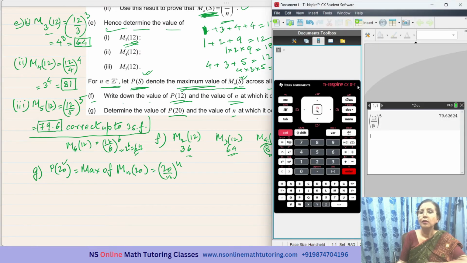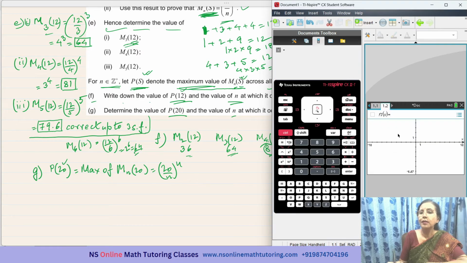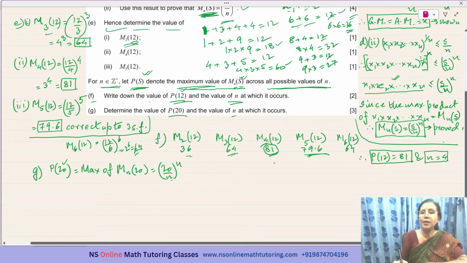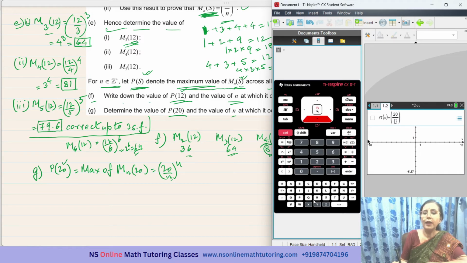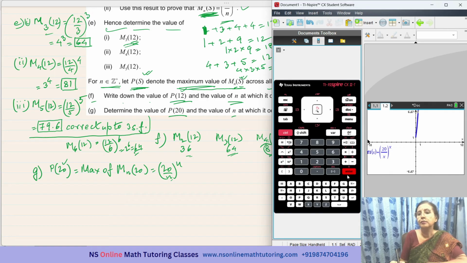So let me go to the graphs. I'll be taking X in place of N. So it is 20 divided by X raised to the power of X. Fine, enter. 20 over X raised to the power of X.